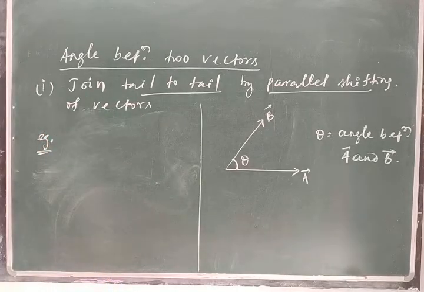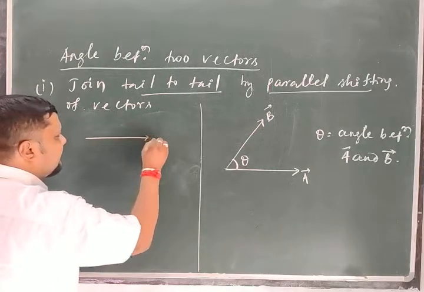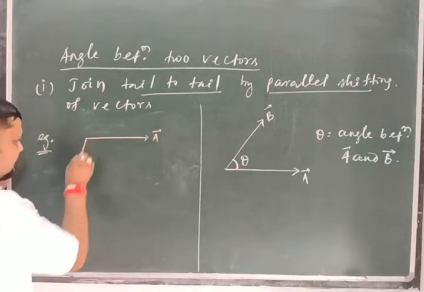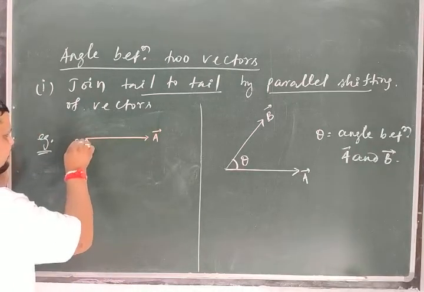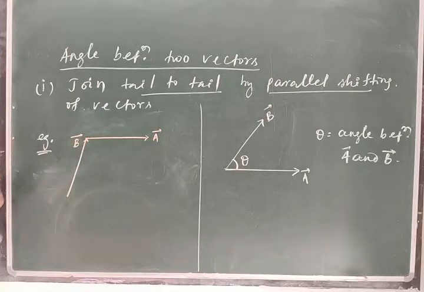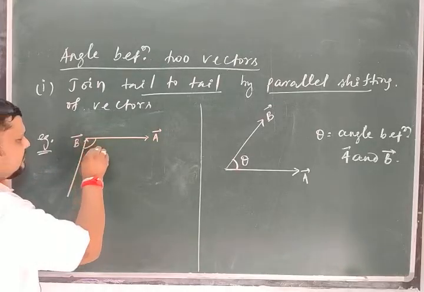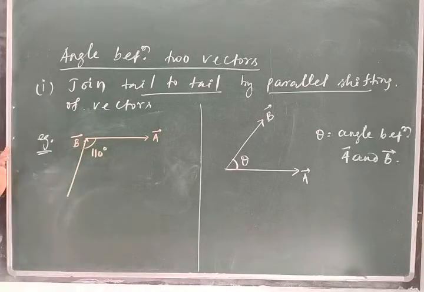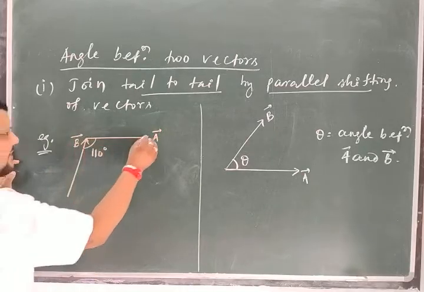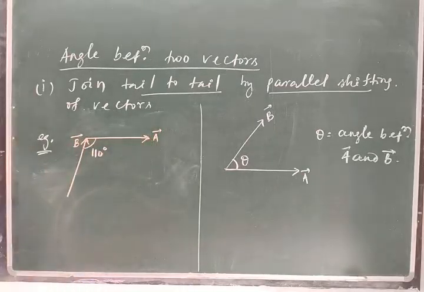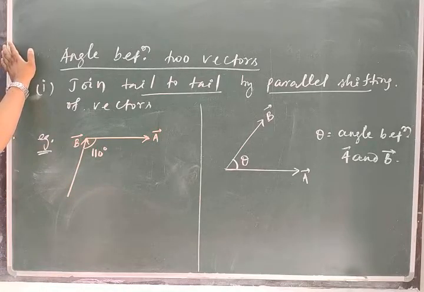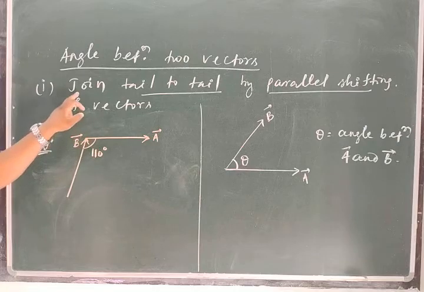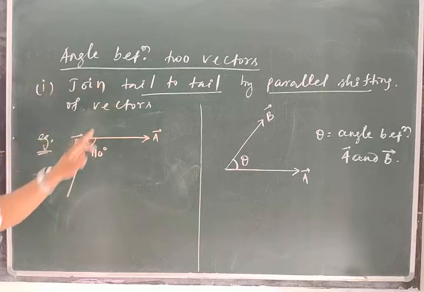Let's take another example. Suppose vectors A and B are given like this. Vector A, and this is the vector B. Now I will ask you, suppose this angle is 110 degrees. This is the vector B, and this is the vector A. What is the angle between A and B? Are they the same? Like your rule number 1, is tail to tail joining there?